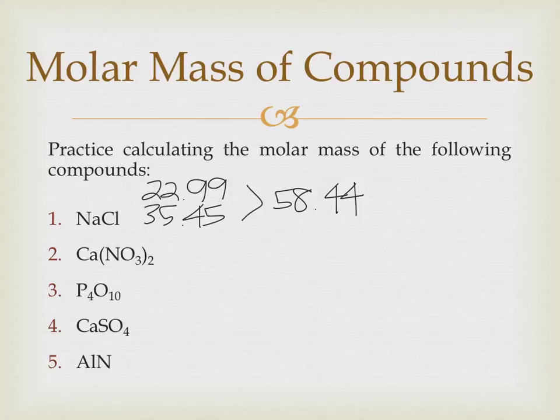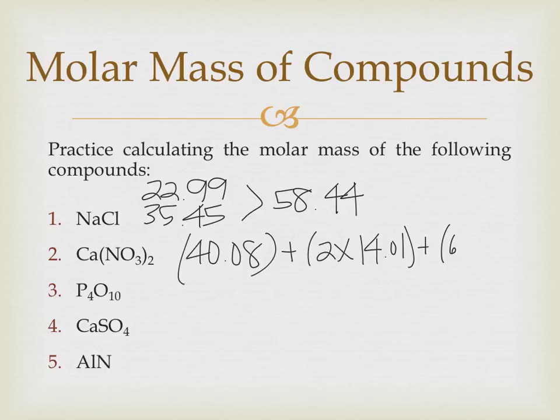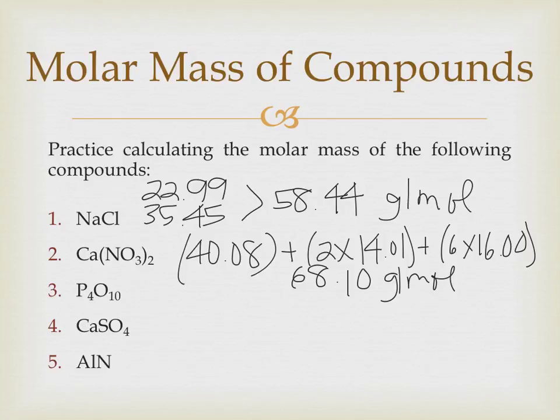Calcium nitrate, well, calcium is 40.08, and there's 1 of them, plus 2 times nitrogen, which is 14.01, plus 6 times oxygen, which is 16.00. So 6 times 16 plus 28.02 plus 40.08 is equal to 68.10 grams per mole for calcium nitrate.